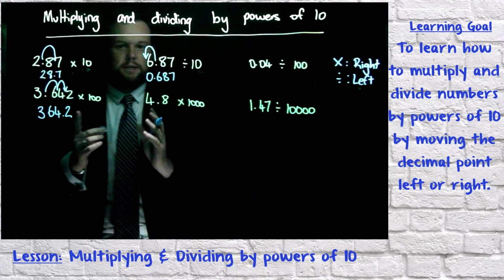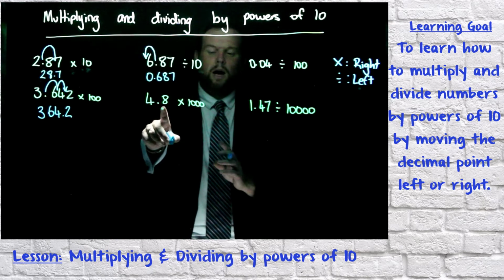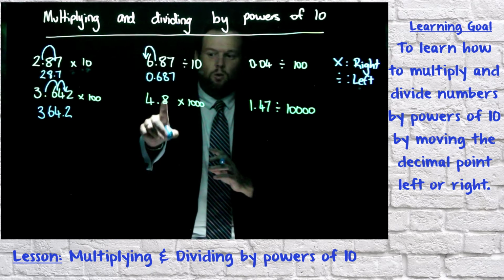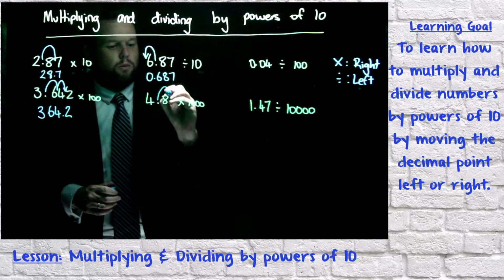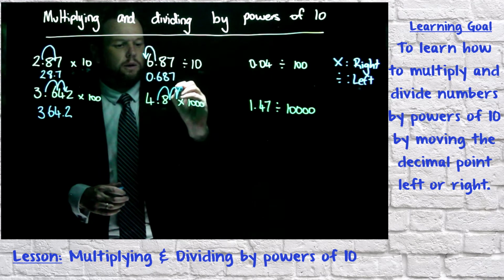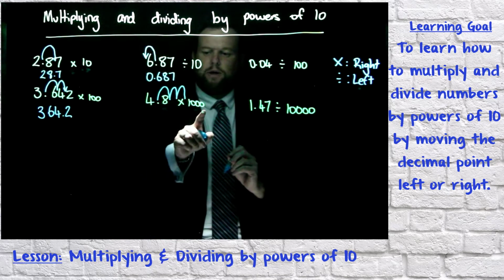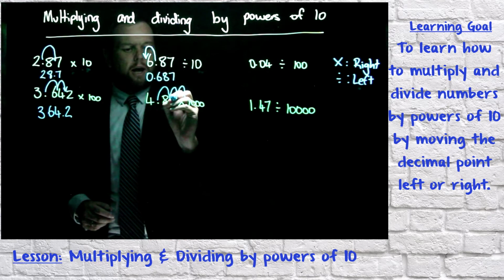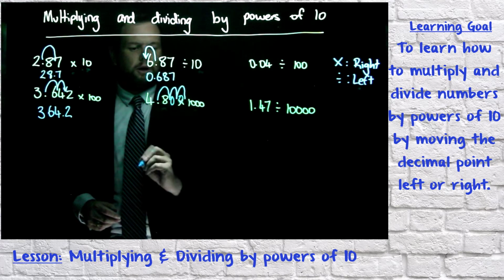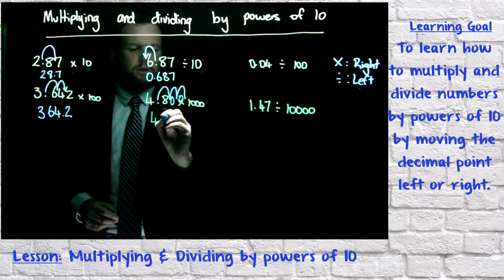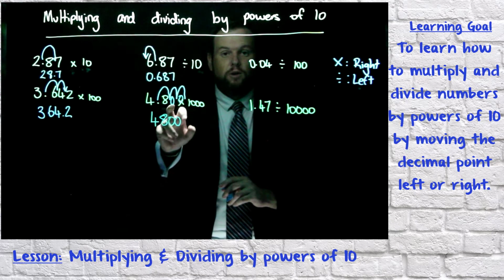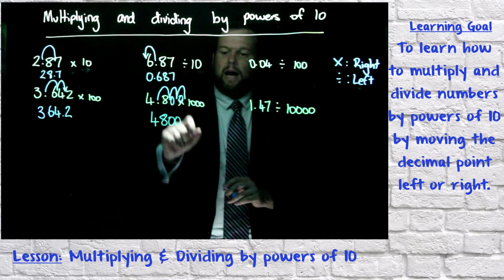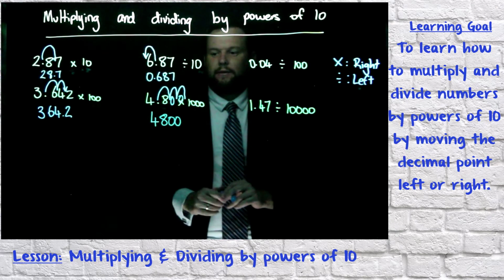Now this one here, we're timesing by 1,000, so I've got 3 zeros. Now you're probably going to say, oh, but there's only one digit after the decimal point. So we're going to talk about that. I move my decimal point 1, 2, 3 times, because I've got 3 zeros, and what I do is I add in zeros here, okay? So my answer becomes 4,800. All I've done is add in those 2 zeros to allow for me multiplying by 1,000.